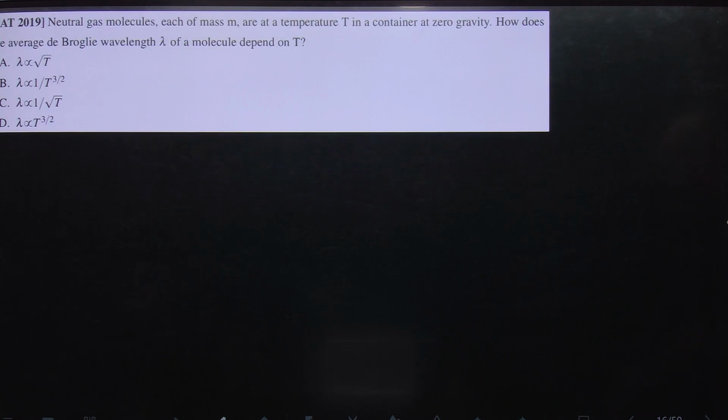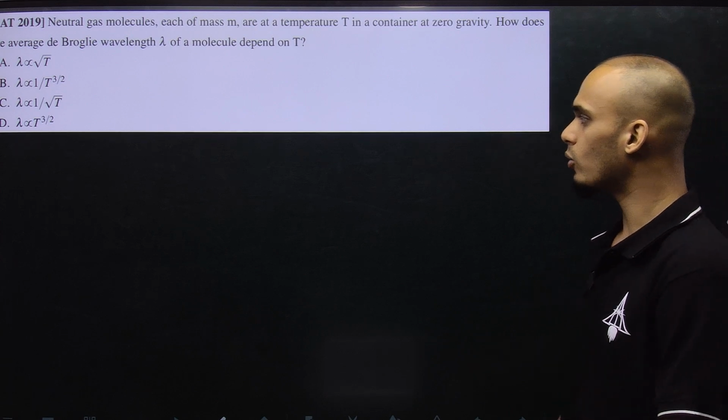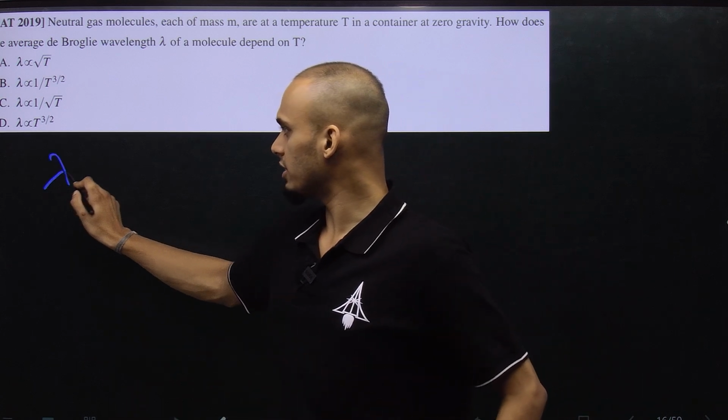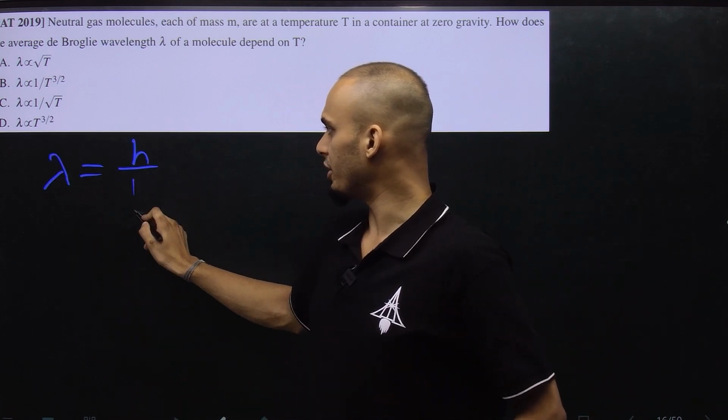Let's look at the next question. We have neutral gas molecules at some mass and temperature T. We need to see how the de Broglie wavelength depends on the temperature T. Now we know that de Broglie wavelength is defined as h upon momentum p.